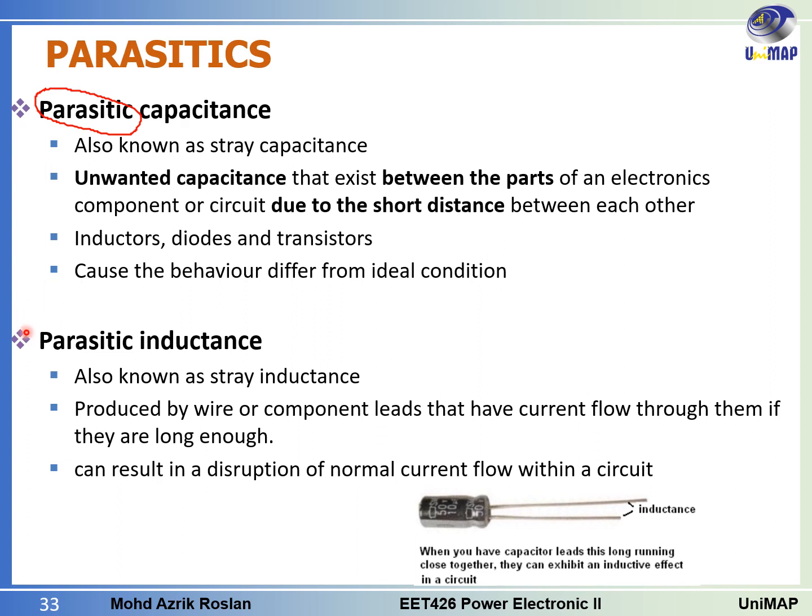And the second one is the parasitic inductance, also known as stray inductance. This one is produced by having a long wire on a component. Okay, so if you have a wire or conductor here which is long enough, it can result in a parasitic inductance.